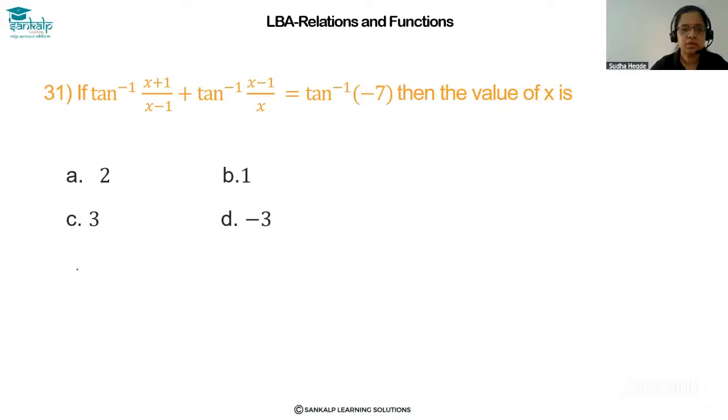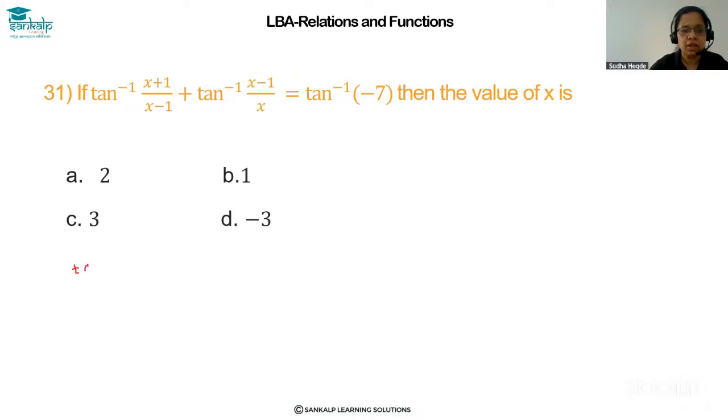Hi students, the question is tan inverse of (x plus 1) divided by (x minus 1) plus tan inverse of (x minus 1) divided by x is equal to tan inverse of minus 7. So you need to find the value of x. Option A 2, option B 1, option C 3, option D minus 3.